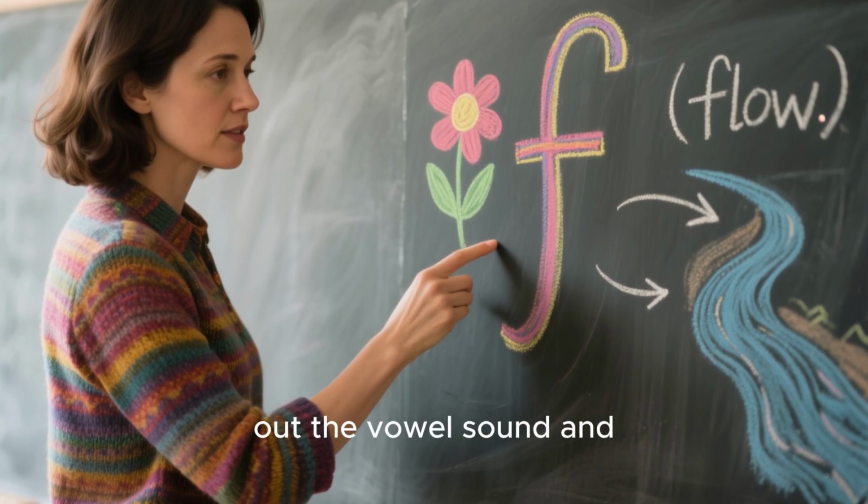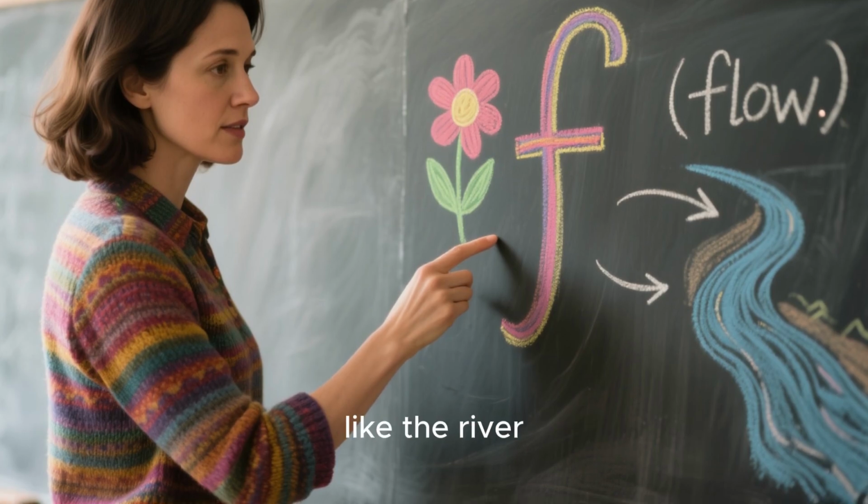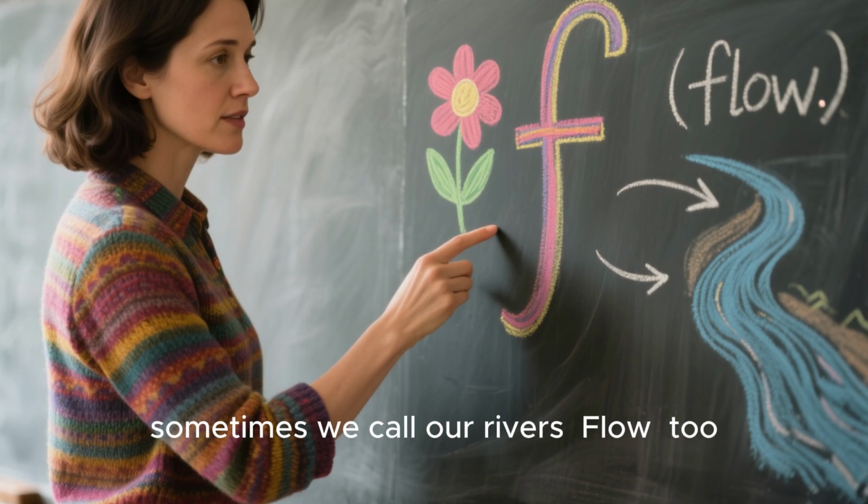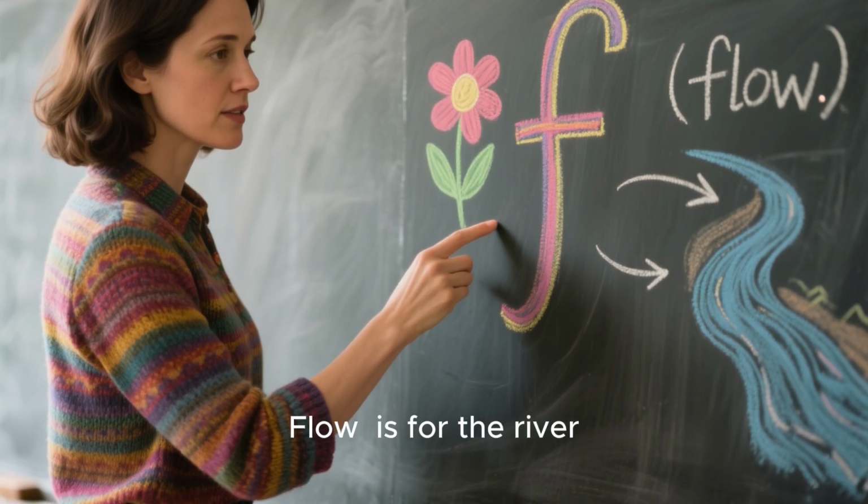We can also stretch out the vowel sound and make it flow like the river. The river flows. You know, sometimes we call our rivers flow too. So F is for flower. Flow is for the river.